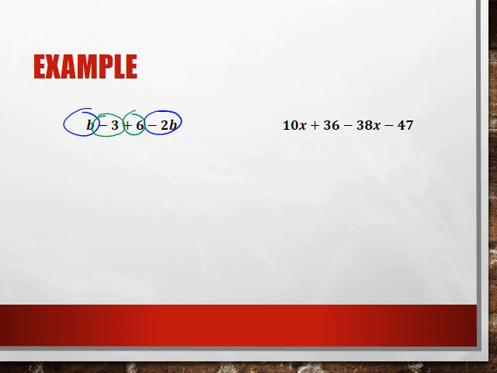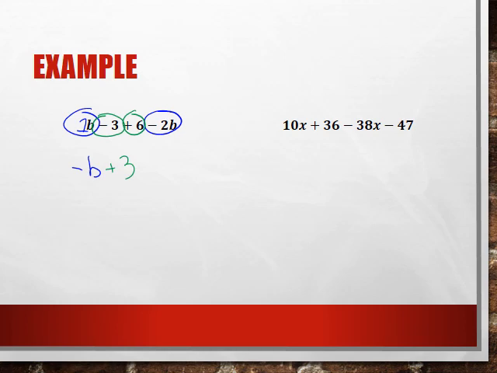And just like with my apples and bananas, I can't add b's to numbers because they're just not the same thing. So if I look at those b's, I have a positive 1b and I have a negative 2b. Well, a positive 1 and a negative 2 gives me a negative 1b. And then if I look at my numbers, I have a negative 3 and a positive 6. Well, negative 3 added together with positive 6 gives me a positive 3. So my final answer there would be negative b plus 3.